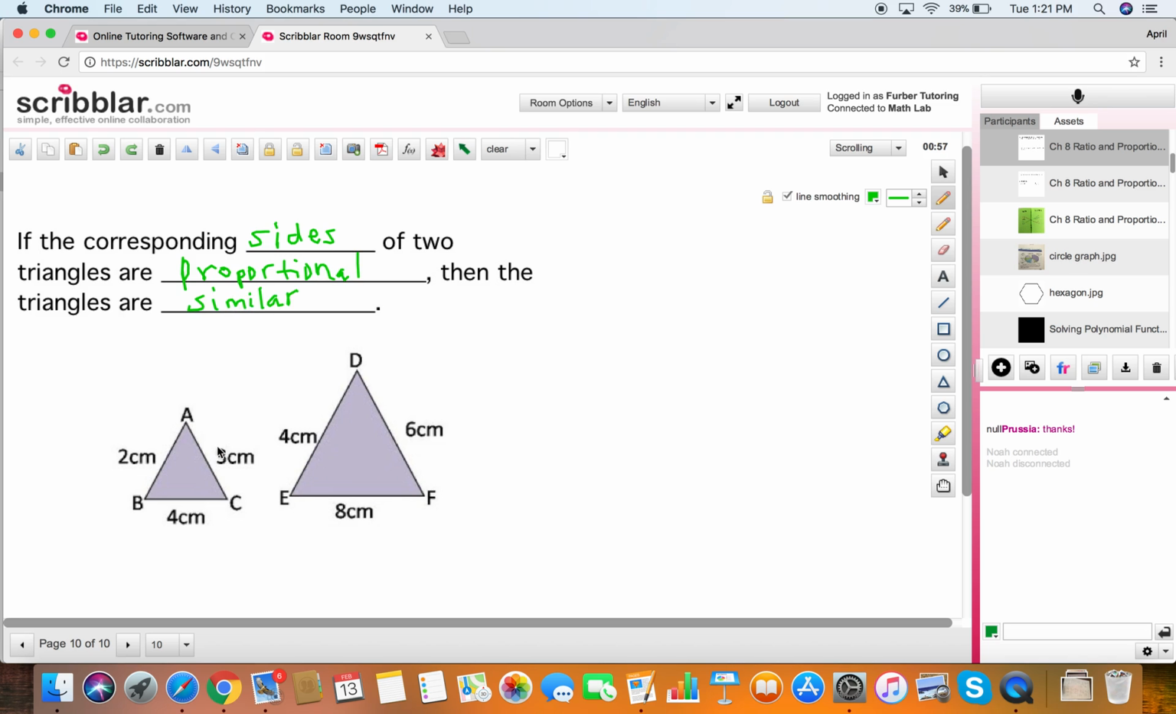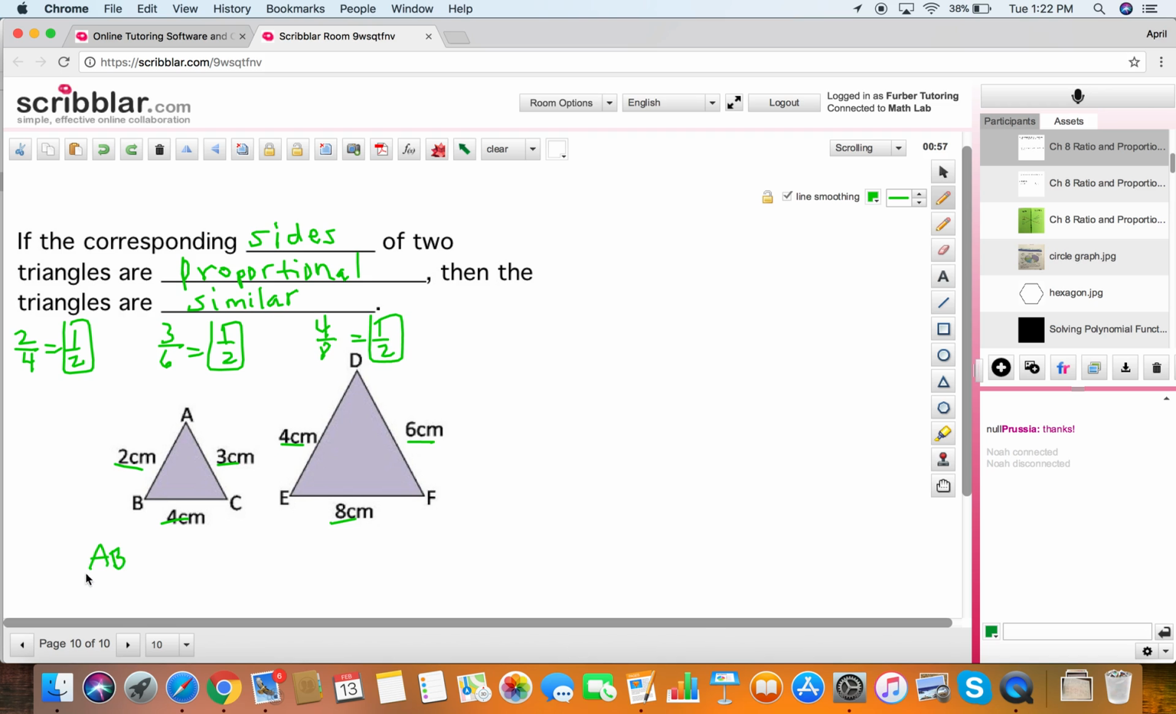Okay? So these are not twisted or anything, so they're kind of easy to see. So this is 2, and this one is 4. You could probably tell that that's 1/2. And then this one's 3 and 6. You can probably see that that one is 1/2. And then 4 and 8. That's also 1/2. So you can see they're all proportional, so let's write them out.